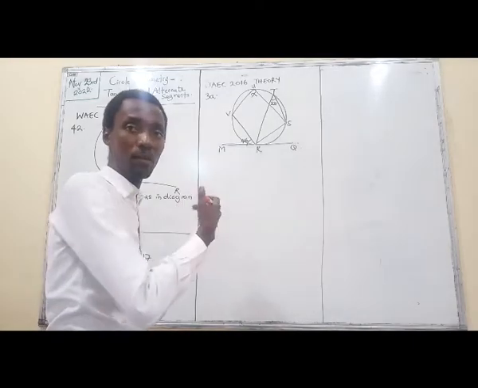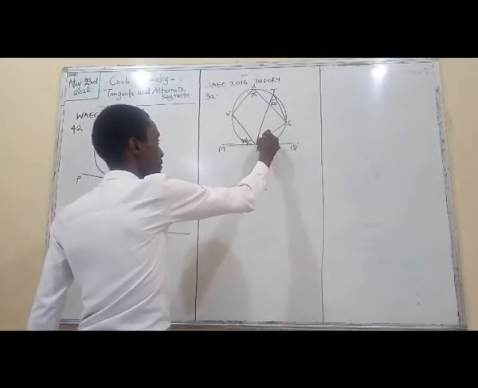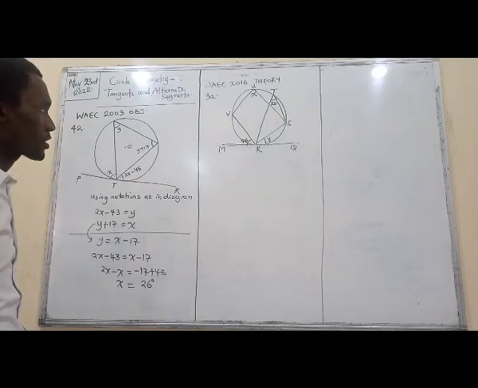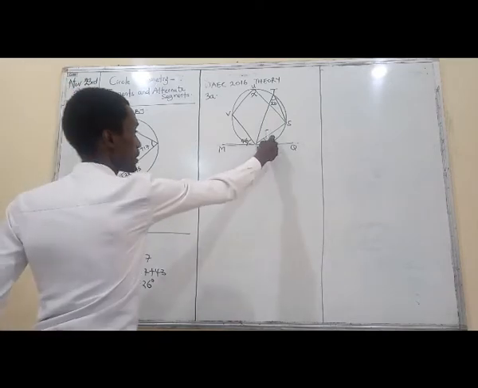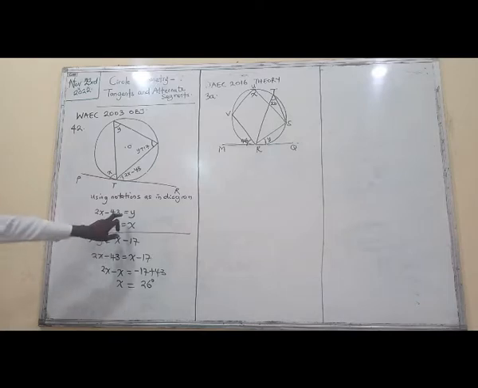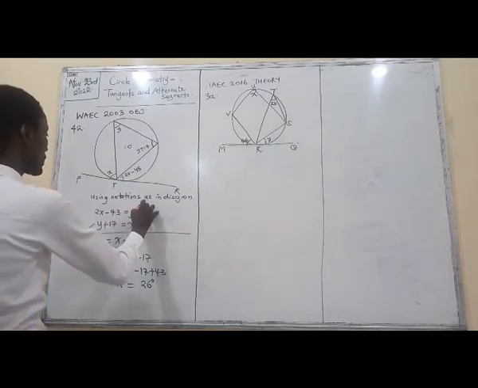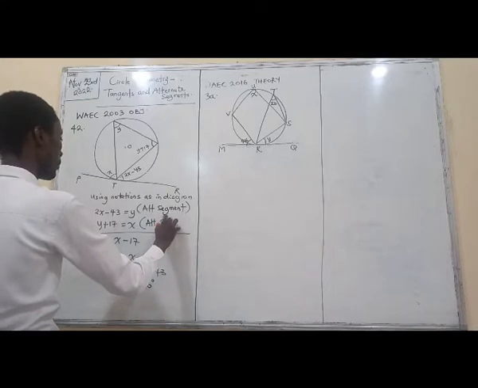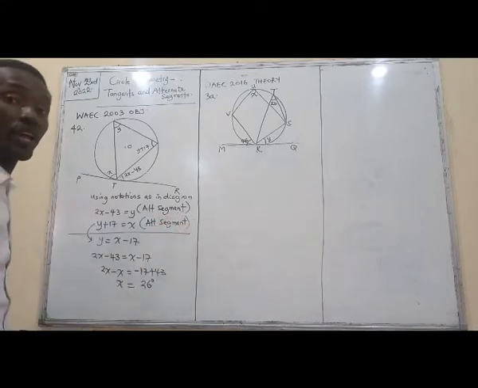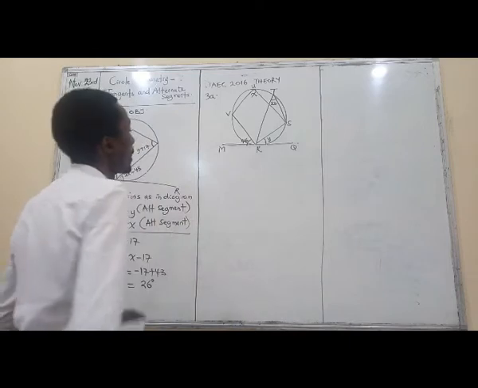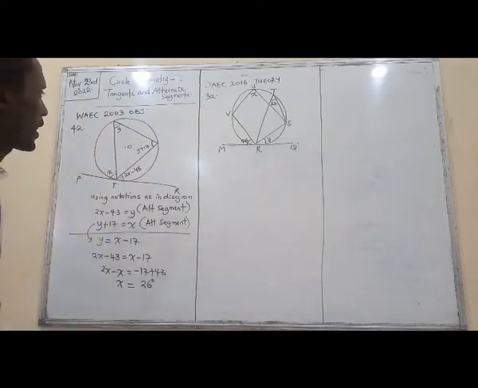Now, because I have a pre-knowledge of what to do, I'll call this part Y. I need to get this part. But because of alternate segment, I'll be able to get what? This part. Now, when I solve this question, I left out something very important. I was supposed to have told you alternate segment. Sorry about that. It's always very important we state the reason for whatever we are doing. So, alternate segment becomes the reason for that. Sorry about that. Now, this will be Y. What else do I need? I can get this.